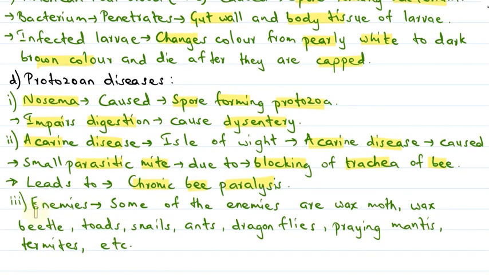Then we also discussed the enemies. There are several enemies of honeybees. Some of them are wax moth, wax beetle, toads, snails, ants, dragonflies, praying mantis, termites, etc. So these are different enemies of honeybees.